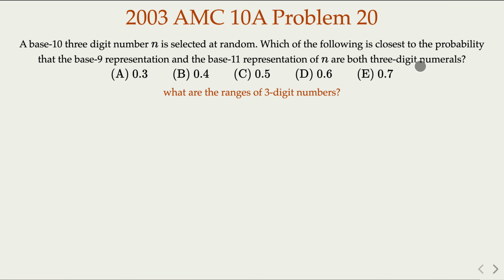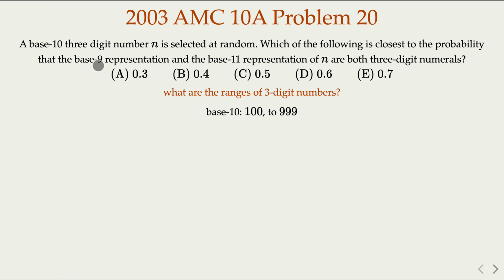You know that for 3-digit numbers in base 10, what is the range of them? It's going to be from the smallest possible, 100, and the biggest is going to be 1000 minus 1, which is 999. So in base 10 the range is 100 to 999. The total is going to be 900 of them.